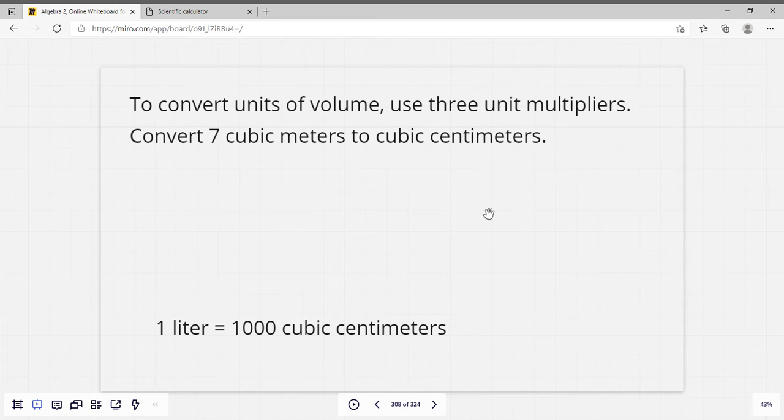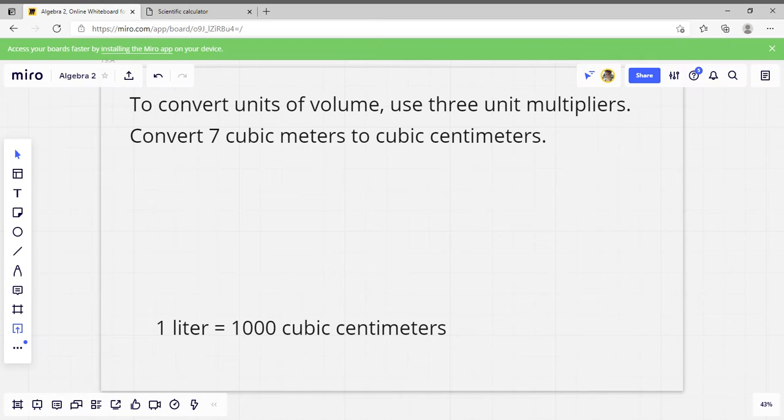To convert units of volume, use 3 unit multipliers. The reason we're doing that is because volume is cubic, right? Cube means we have 3 dimensions. So when we find the volume of something, we multiply 3 different things: our height, our width, and our depth. So when we convert cubic units of volume, we have to use a 3 unit multiplier.